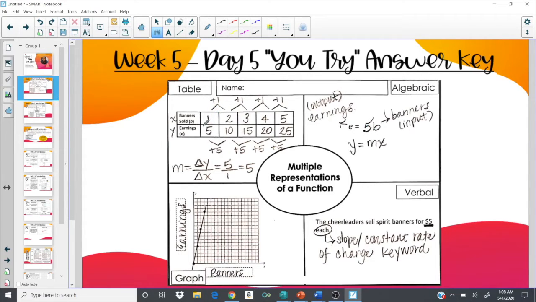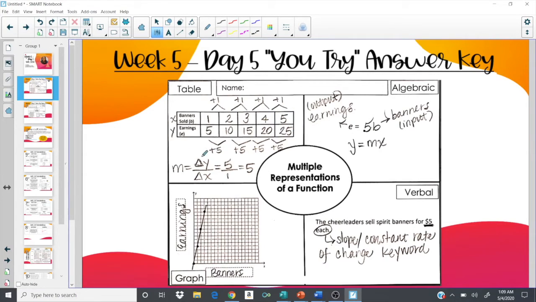So if I sold 1 banner, then I will make $5. 1 times 5 is equal to 5. If I sold 2 banners, I will make $10. 2 times 5 is equal to 10. If I sold 3 banners, I will make $15. 3 times 5 is equal to 15, and so on. 4 times 5 is equal to 20, and 5 times 5 is equal to 25.